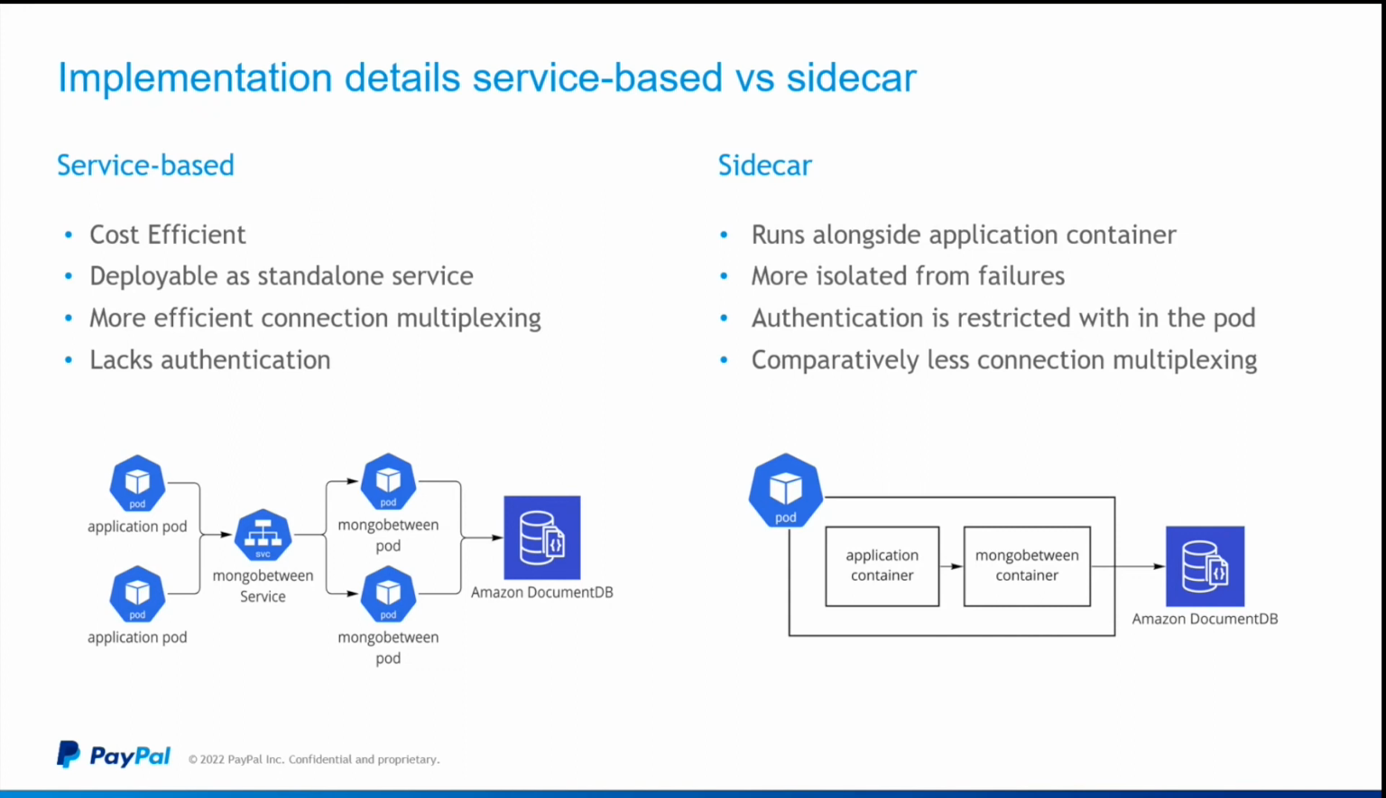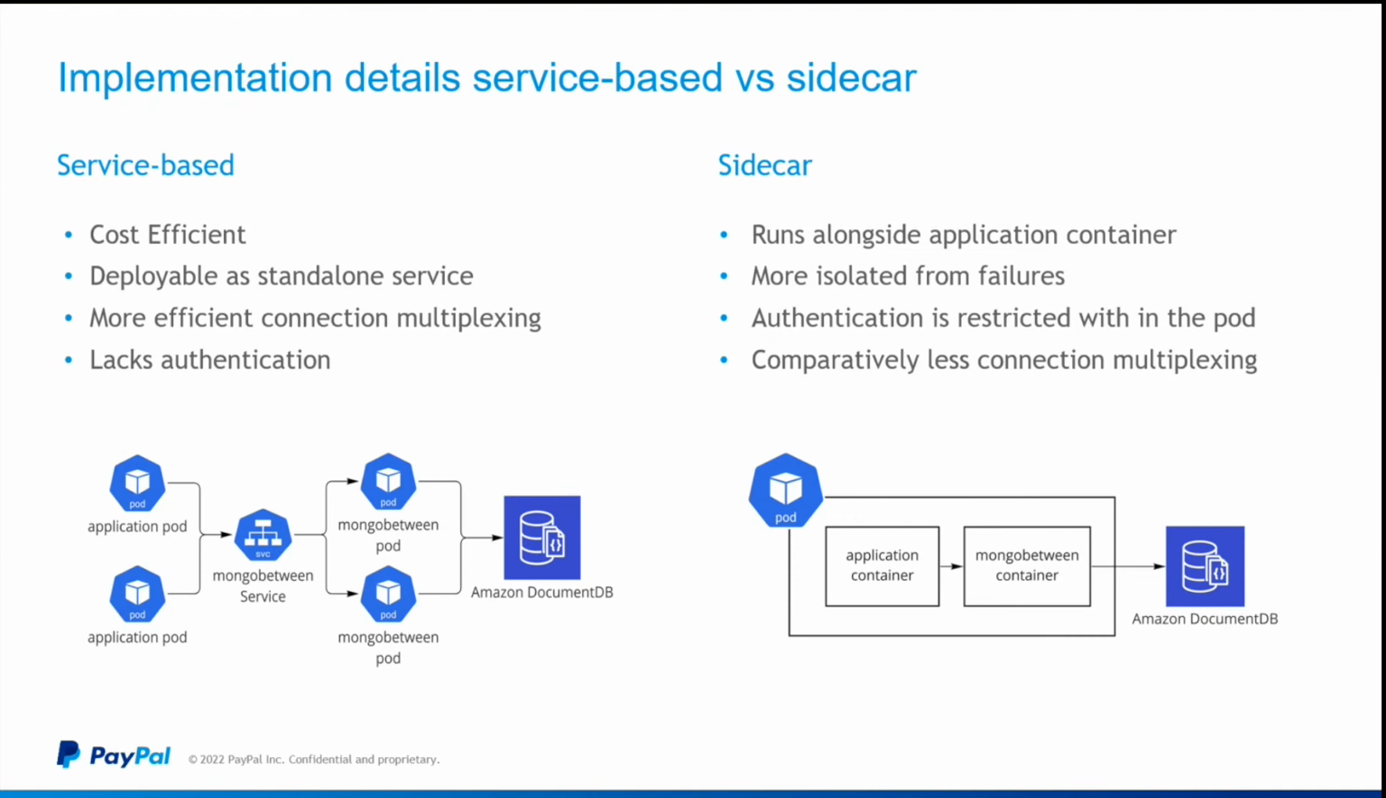So few advantages are, it is isolated to failures. What that means is Mongobetween container, if it has any issues, it only is impacted for that specific pod and not across the board. And the authentication is strictly restricted within the pod. So only application container can connect to Mongobetween and then route a query to DocumentDB. Nothing outside of that can connect to Mongobetween container.